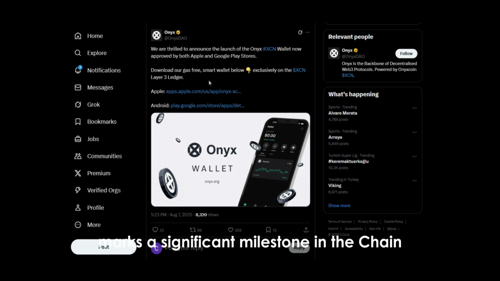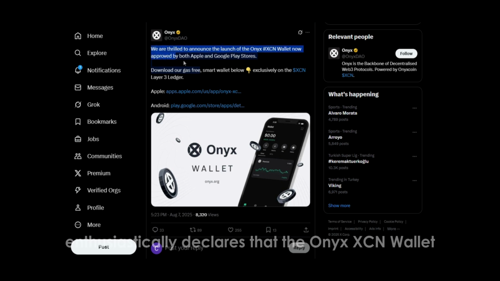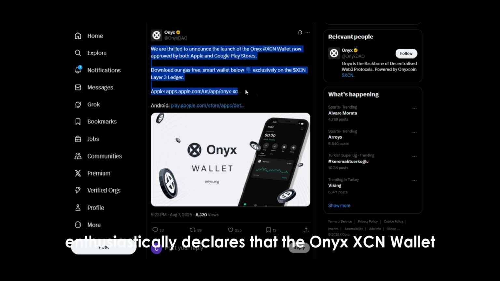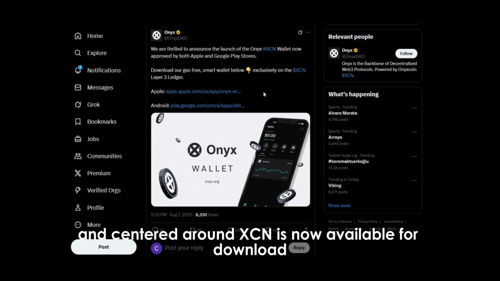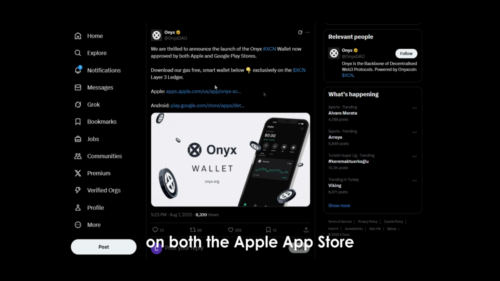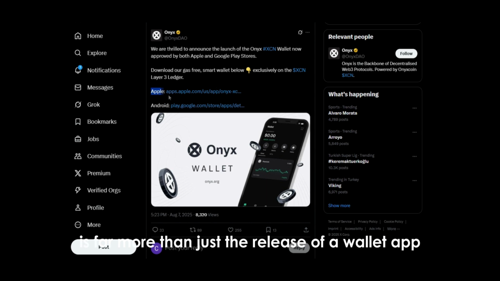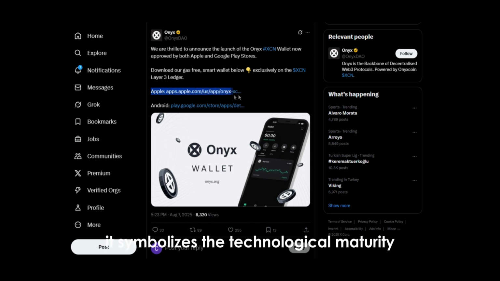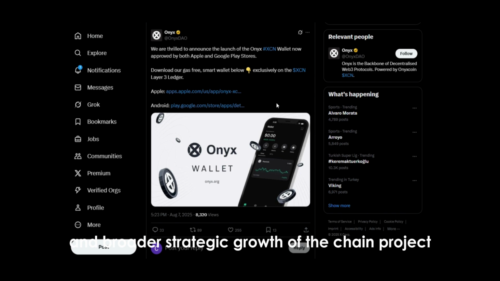This announcement marks a significant milestone in the Chain XCN ecosystem, officially revealing a major step forward. The tweet enthusiastically declares that the Onyx XCN wallet, a next-generation digital wallet built on Chain's Layer 3 technology and centered around XCN, is now available for download on both the Apple App Store and Google Play Store. This development is far more than just the release of a wallet app. It symbolizes the technological maturity, user-friendly vision, mobile accessibility, and broader strategic growth of the Chain project within the Web3 landscape.